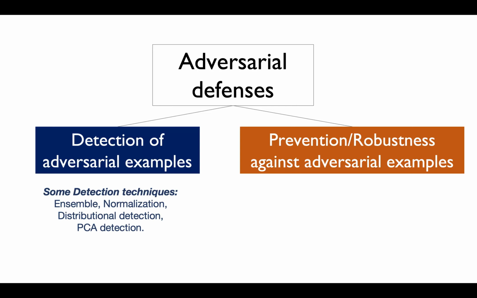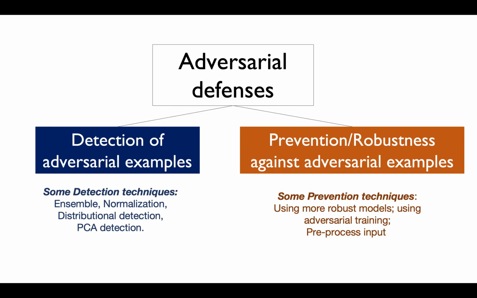We see some example adversarial detection techniques listed, such as ensembling, normalization, distributional detection, or PCA detection. There are some other techniques that are used for prevention, and we shall see some of these in more detail later. So, like I've just mentioned, even the weaker problem of detecting adversarial examples is hard.